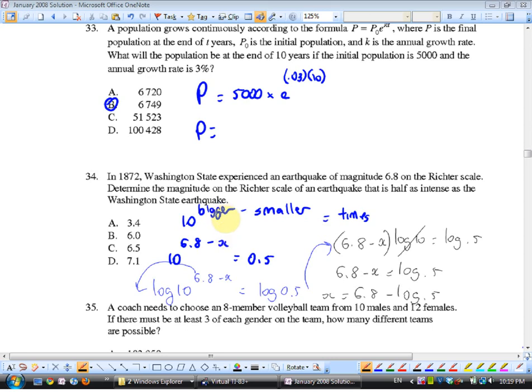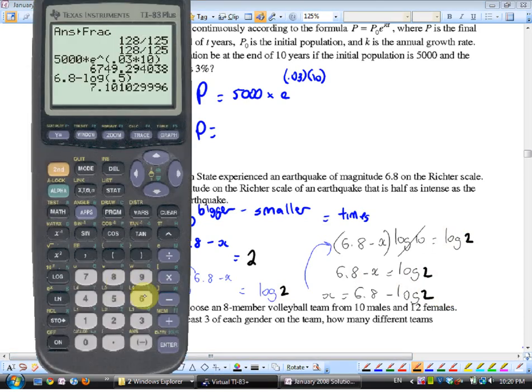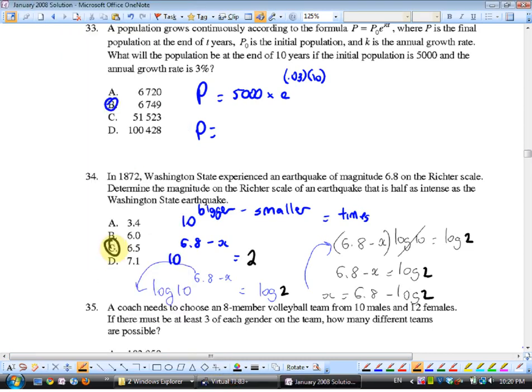I called this the bigger earthquake. This is the smaller earthquake. If I want the bigger earthquake to be Washington State, if the smaller earthquake is half as intense, that means the bigger earthquake is twice as intense. If the smaller one is half as big, the bigger one is twice as big. What I want here is not a 0.5, because I'm calling the bigger earthquake, the Washington State one, my frame of reference. I want a 2 there. And now, if you go 6.8 minus log 2, you get 6.5, which is C.